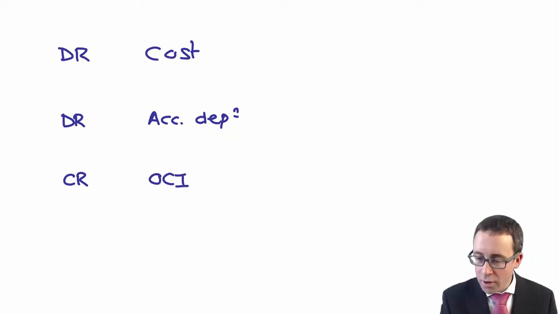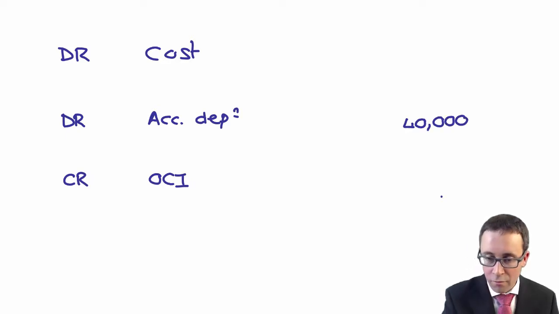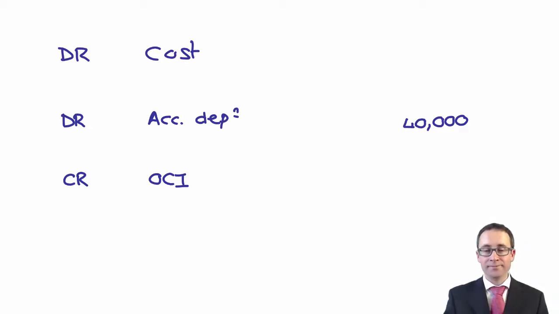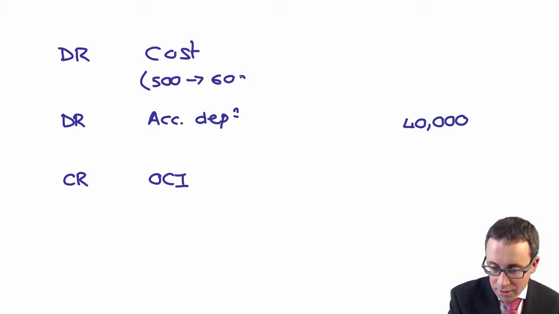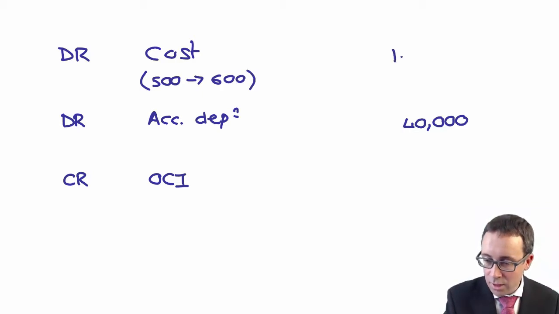Well, the accumulated depreciation that we need to remove is 40,000, so I need to get rid of that. The original cost I think was 500, wasn't it? It's now revalued to 600. So is that 100,000?